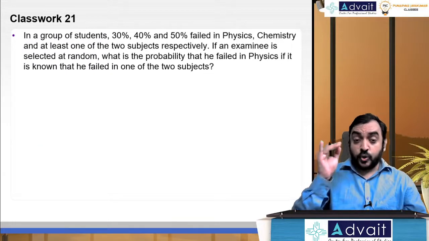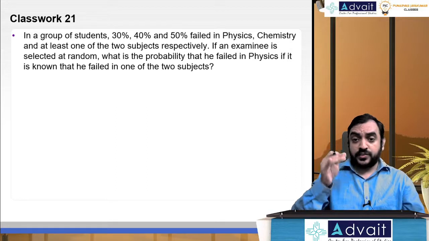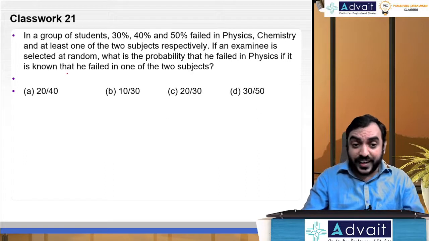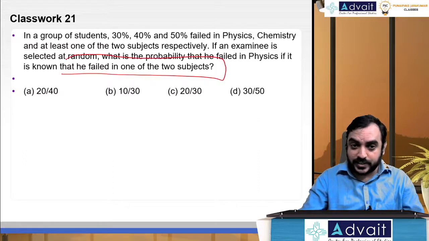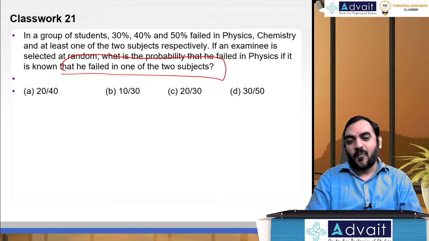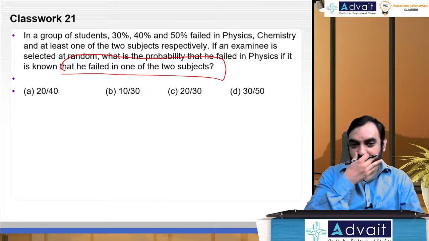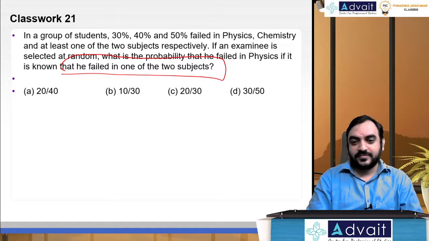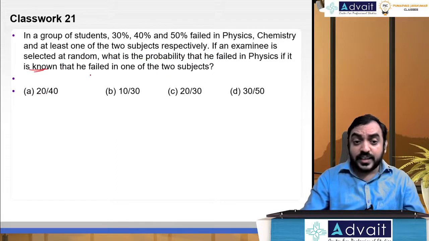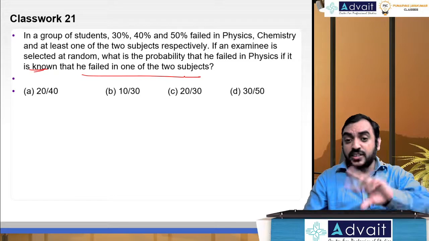Same question again. In a group of students, 30, 40, 50% failed in physics, chemistry, and at least one of the two subjects respectively. If an examinee is selected at random, what's the probability he failed in physics, if it is known he failed in one of the two subjects? This is interesting. Read it once more and try to tell me the answer. Actually, there is no diagram required. The question only has all the data.